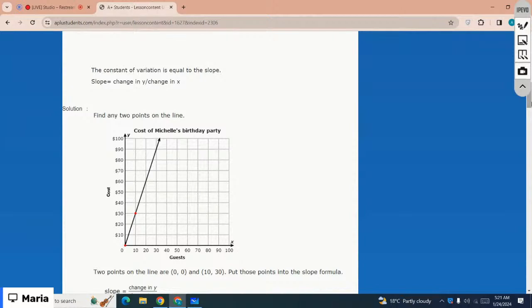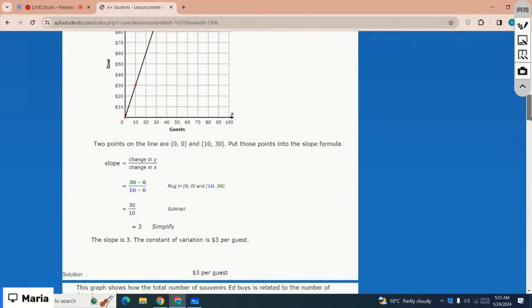So basically the constant of variation is the slope, right? That is change in y divided by change in x. So you have to select any 2 points on the graph. You have to evaluate the change in y divided by change in x. So the 2 points on the graph are the ones that are marked red, right? Here you have 0, 0, and here you have 10 and 30, right?